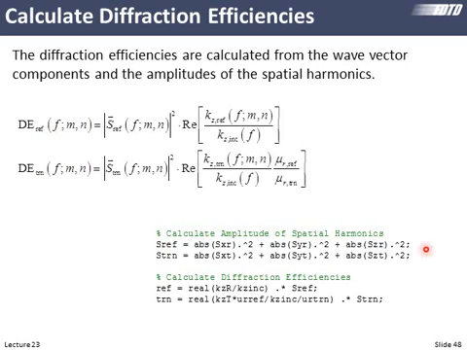So here are the overall amplitudes of our spatial harmonics, and that's what we use in these equations down here. This really is the amplitude squared, and I'm probably not conveying that here. But so these are our amplitude squared. And so now we know the diffraction efficiencies on the reflected and transmitted sides.